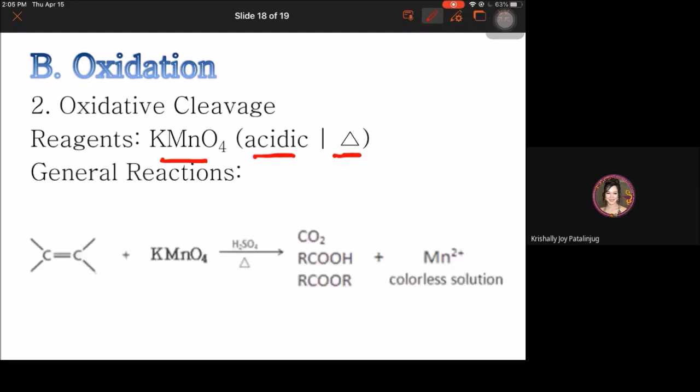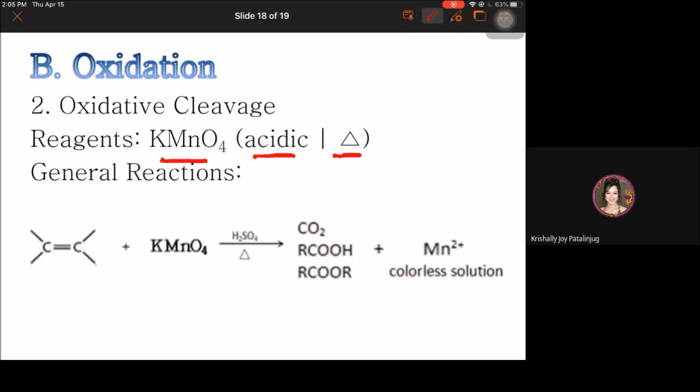So, what would be the general product? This would be the following general product. You may produce carbon dioxide, or you may produce RCOOH. What is RCOOH? Tell me. Type in your answer. What is RCOOH? Okay, very good. Carboxylic acid.